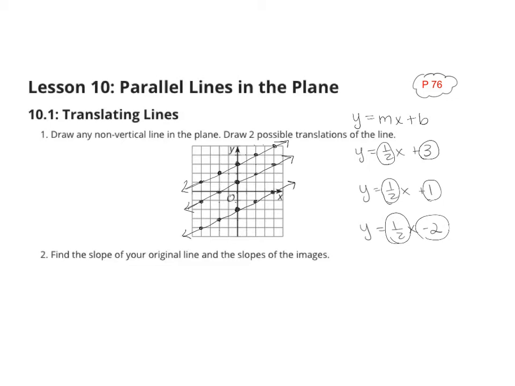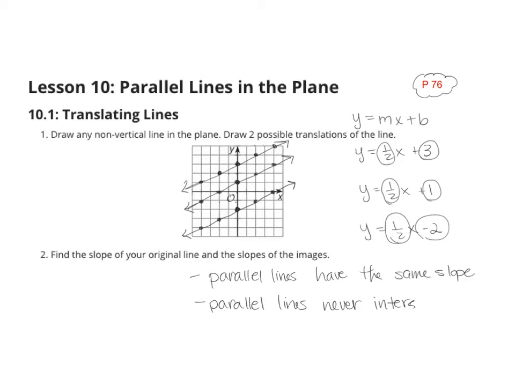These three lines are all what we like to call parallel. Parallel lines have the same slope. And parallel lines never intersect. So we're going to be talking about parallel lines today. And so we're going to be talking about lines that have the same slope.